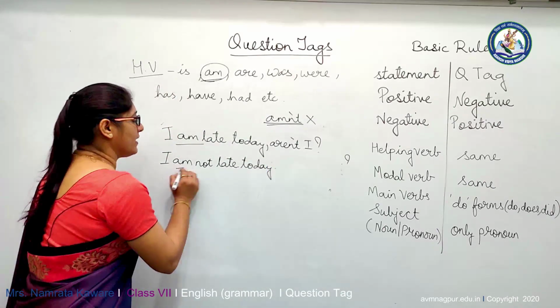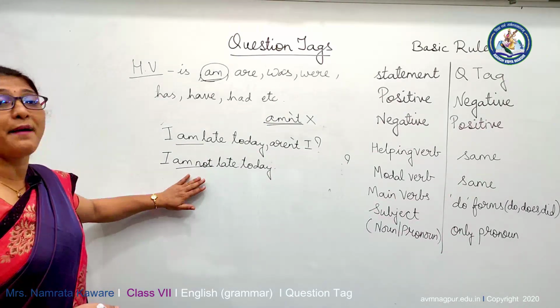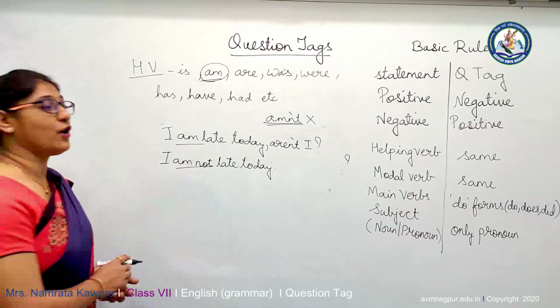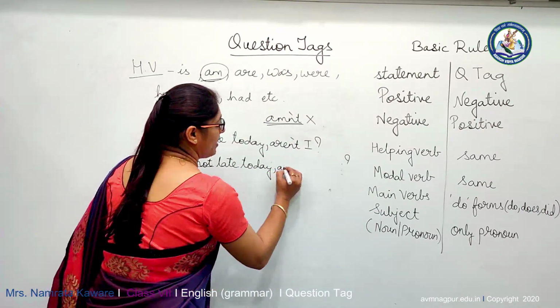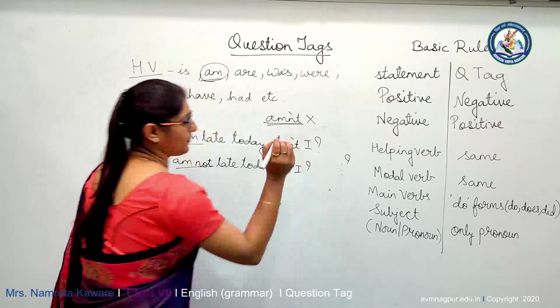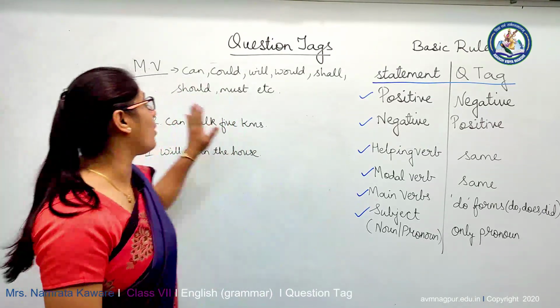Now we can see that the statement is negative and the helping verb is am. We have got am not over here. The positive form of am not is am. Replace the full stop with a comma. Am I. After helping verbs, let's see the list of modal verbs.